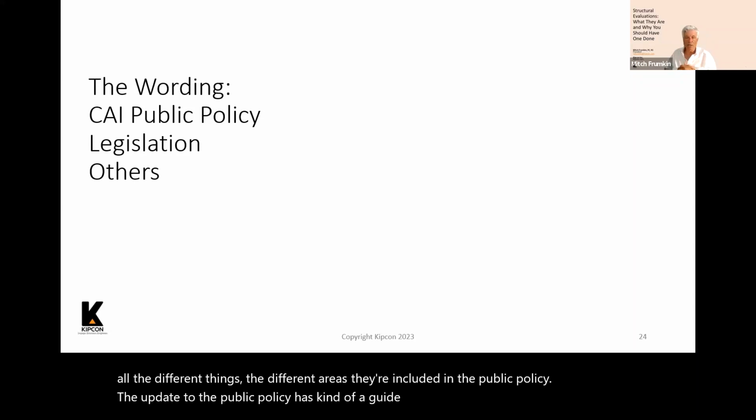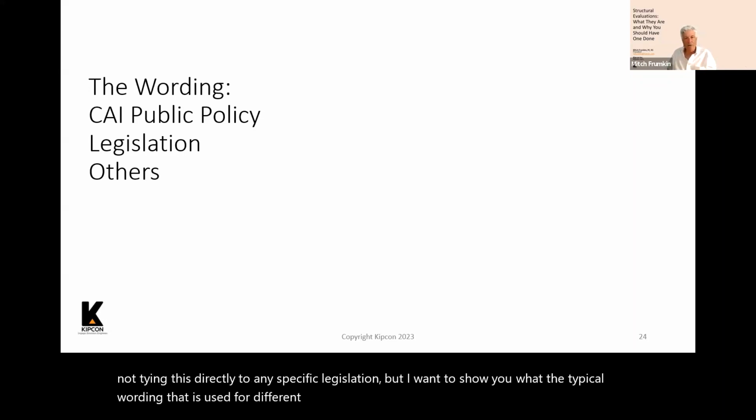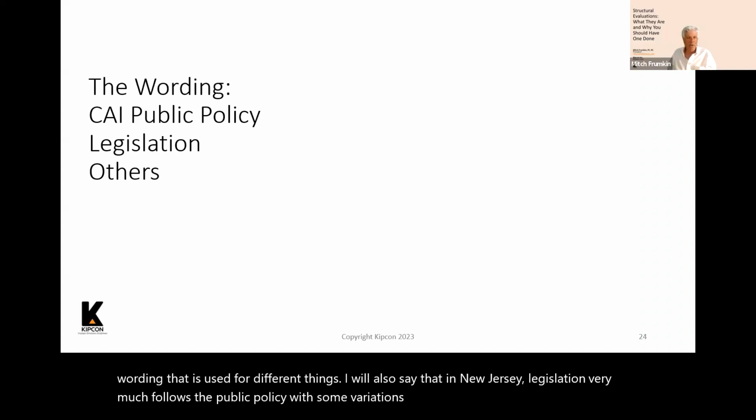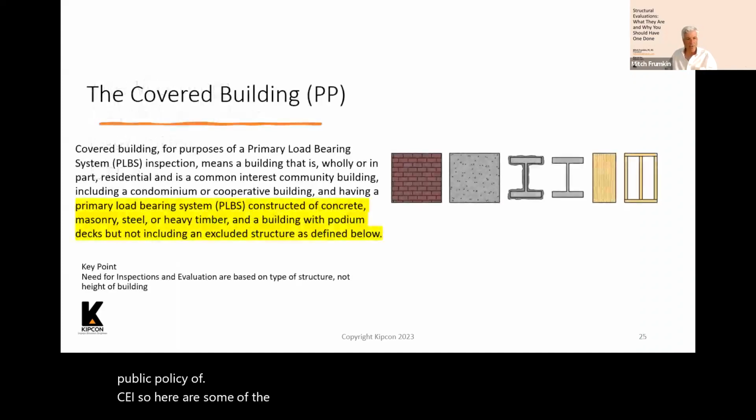The old public policy, I'm also going to talk about what some other places have used for legislation and the wording they've used. So I'm not tying this directly to any specific legislation, but I want to show you the typical wording that is used for different things. I will also say that in New Jersey, the legislation very much follows the public policy with some variations. In Delaware, it very much follows the public policy of CAI. So here's some of the wordings of some of the things.